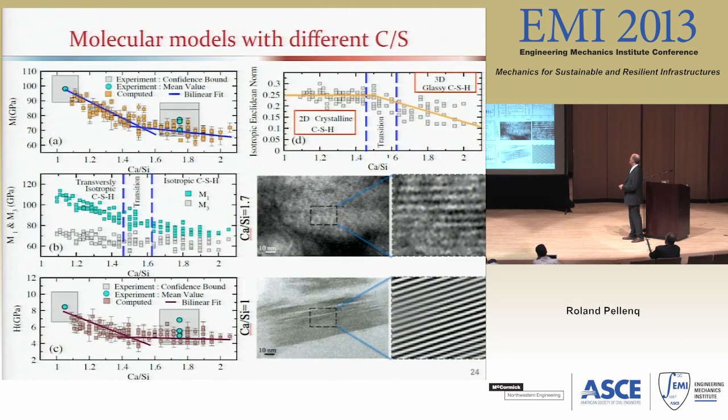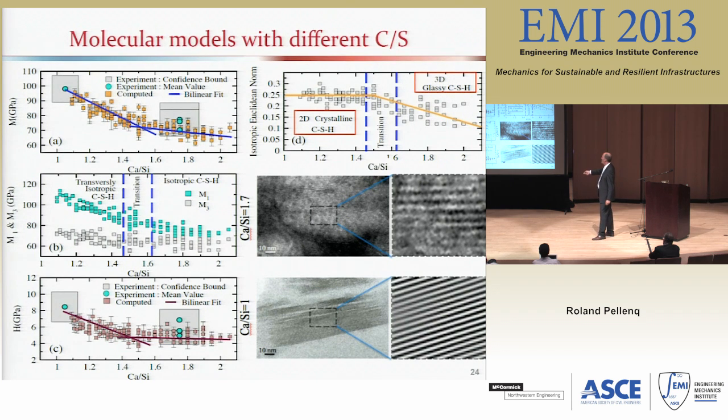Okay, now we can analyze the structure. Let's comment on this graph here. This is the modulus in plane, because we still have layers, and in between planes. M1 is in the plane, M3 is in between the layers.